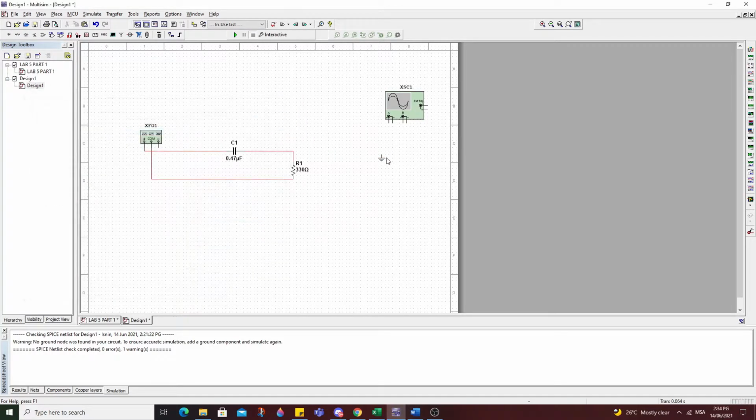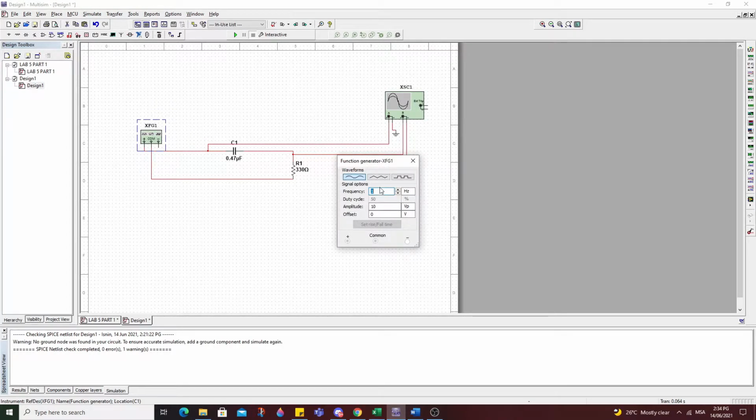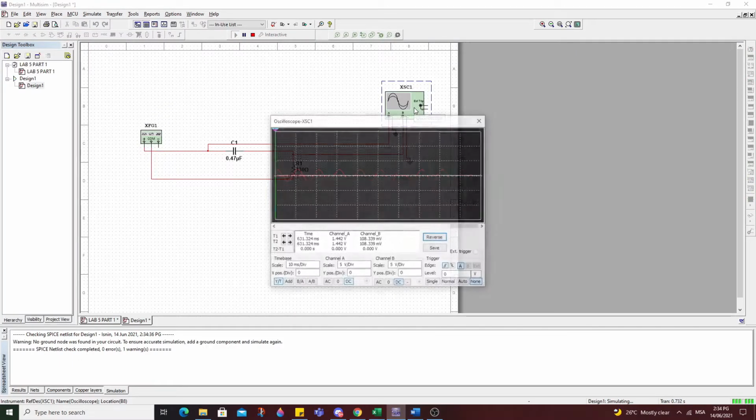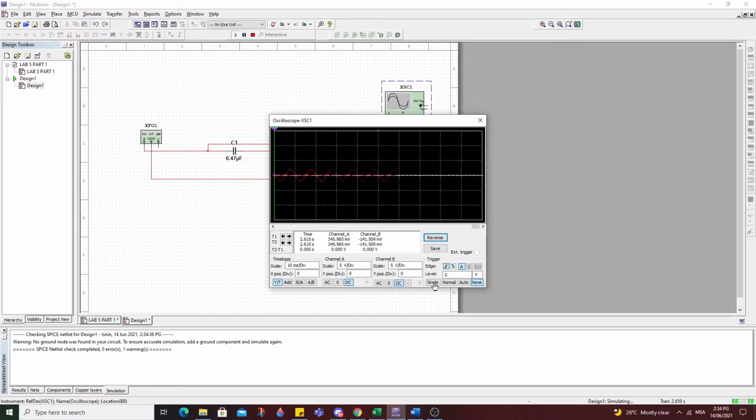Before that, we need a grounding. We can copy the grounding. Channel A is for V in, and channel B is for V out, which is across the resistor. Then we change the frequency to 100 and the VP to 2 volt. So we can run the simulation and then put on a single line.